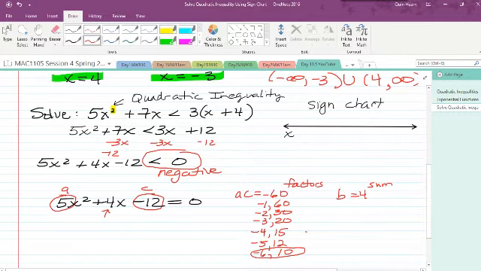So remember, what we use this for is to split the middle term. So we're going to rewrite this as 5x squared minus 6x plus 10x.